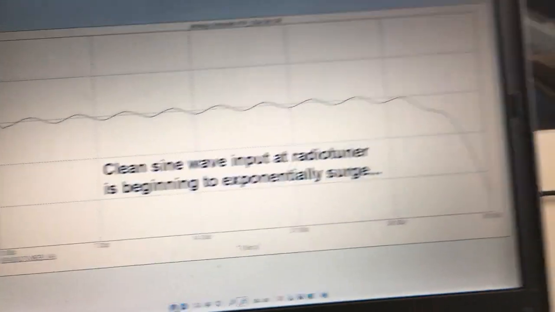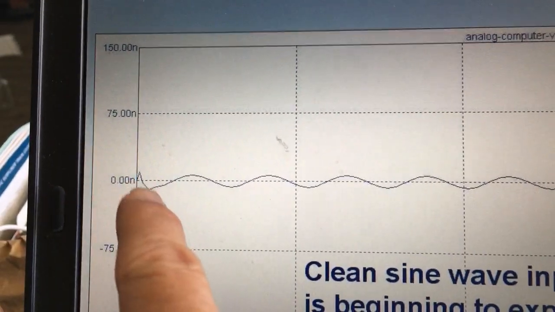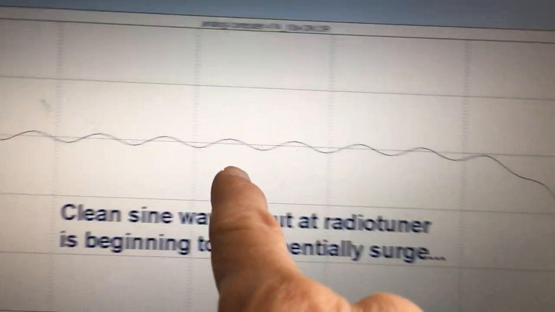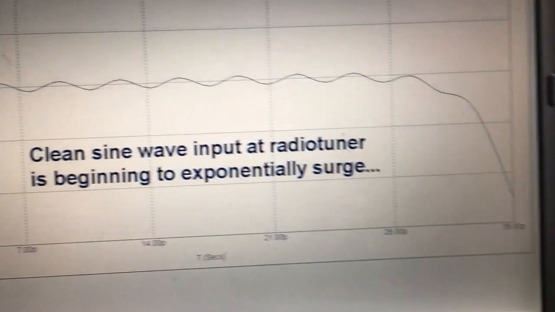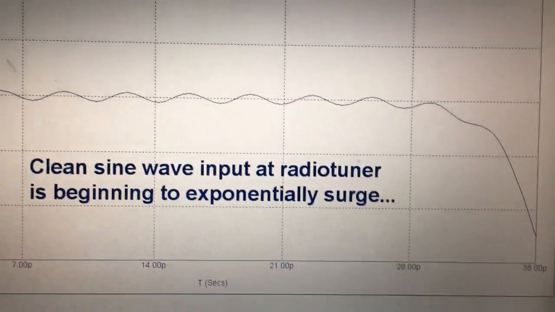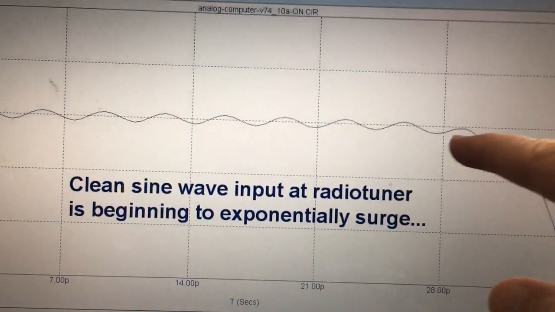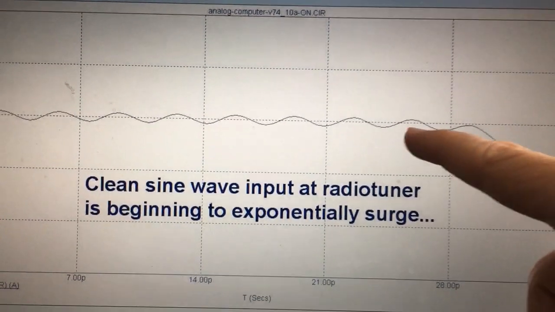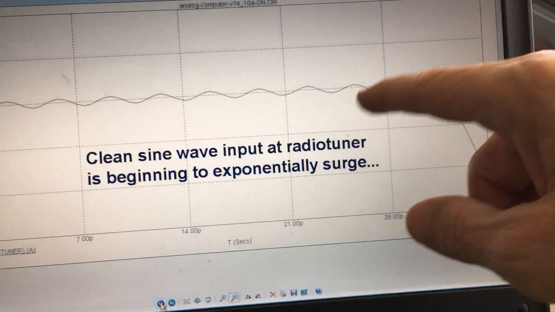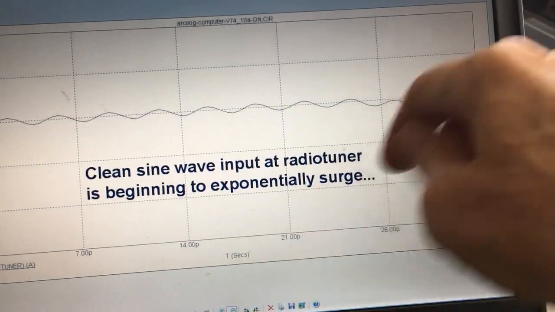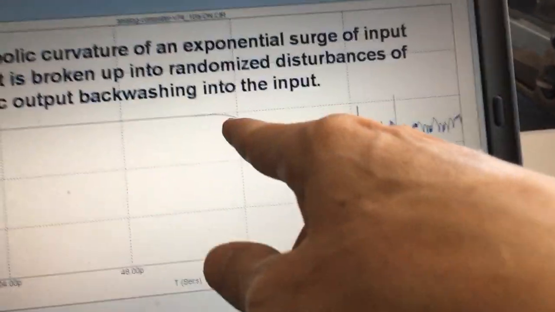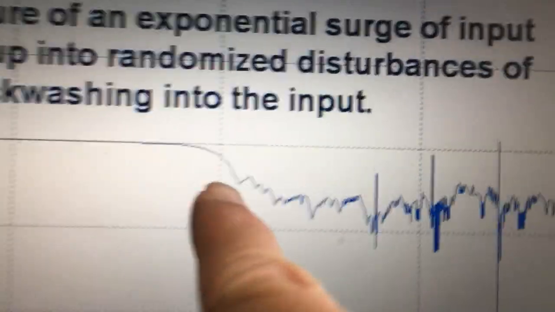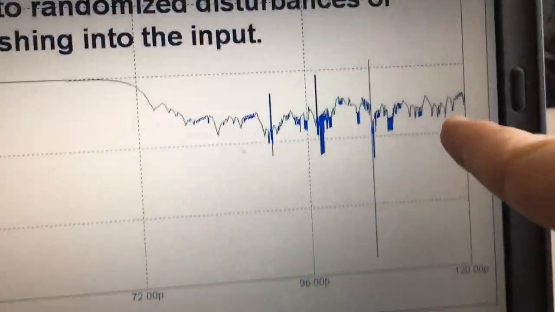So now we move on to 35 picoseconds, and now we get the nice sine wave. First the little squiggly triangle, and then the nice sine wave, and then the sine wave is being pushed down exponentially in the negative direction at around 30 picoseconds, I would say. No, actually prior to that, around 25 picoseconds. Now the clean sine wave input is beginning to exponentially surge in a negative direction. And now that hyperbolic curvature, which we see here, breaks up into this erratic behavior over here.